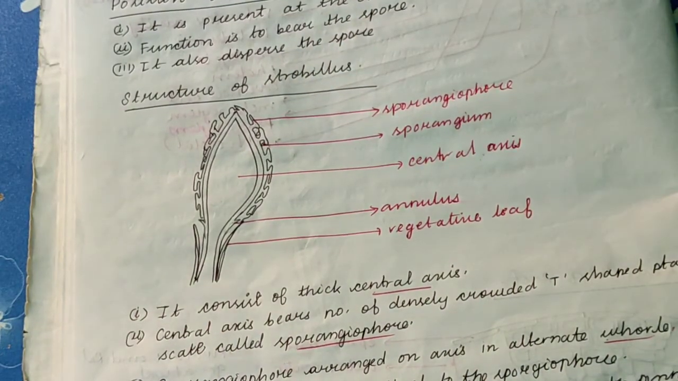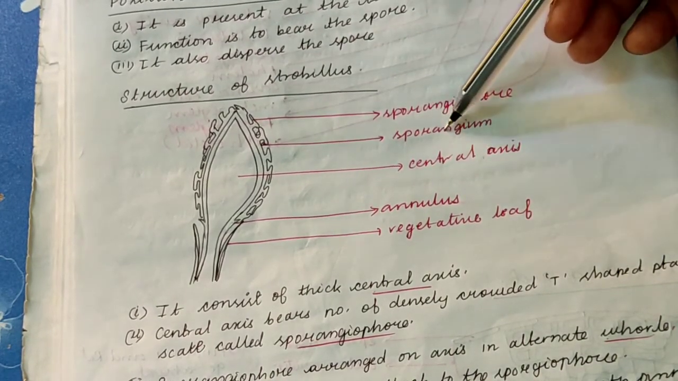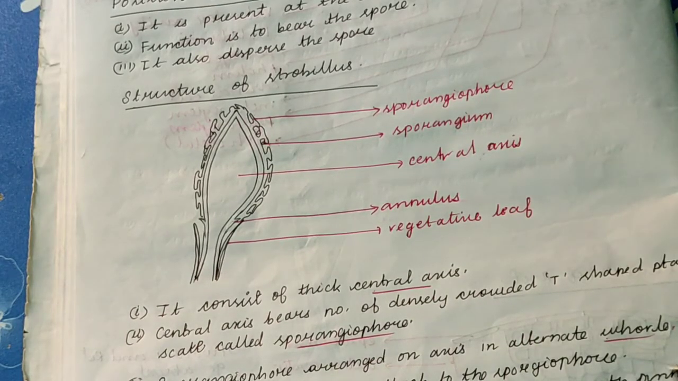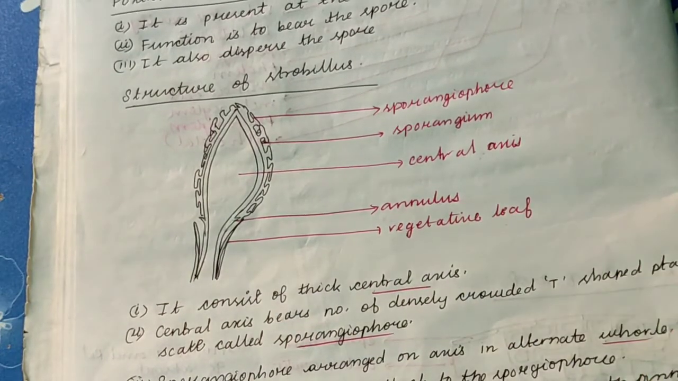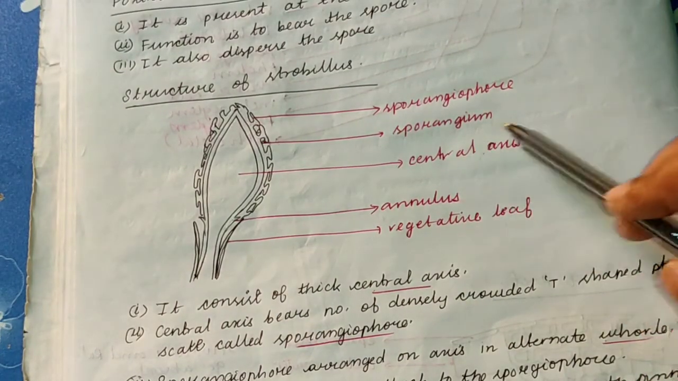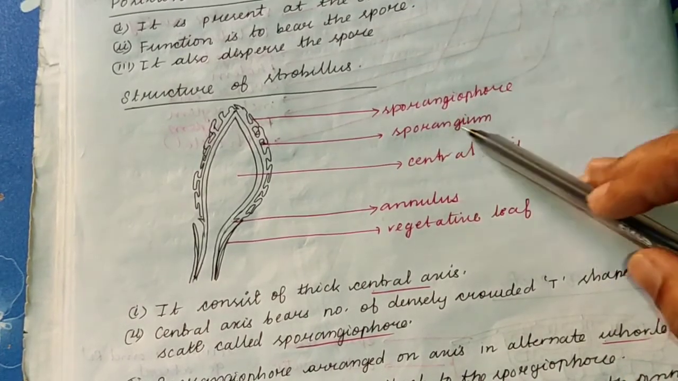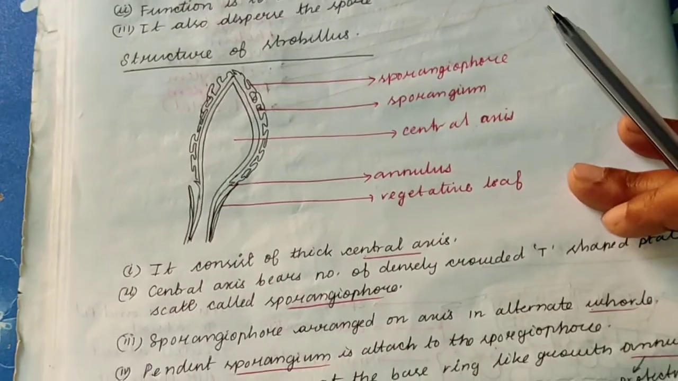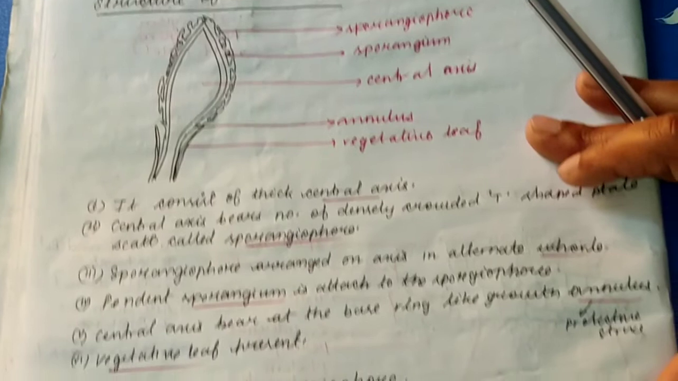A pendant sporangium is attached to the sporangiophore. The central axis bears at the base a ring-like growth, the annulus, and this represents the vegetative leaf. So the structure of the strobilus or cone consists of a central axis; to the central axis sporangiophores are attached, and to the sporangiophores sporangia are attached, and vegetative leaves are also present here. So this is about the structure of the strobilus or cone.